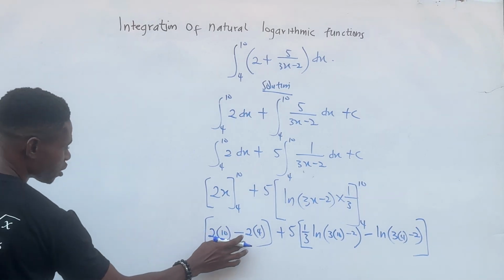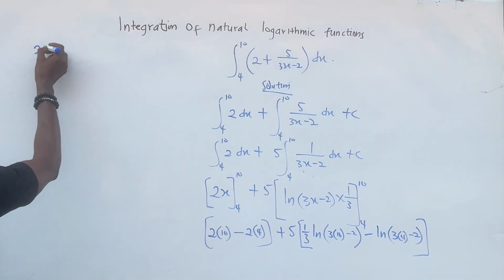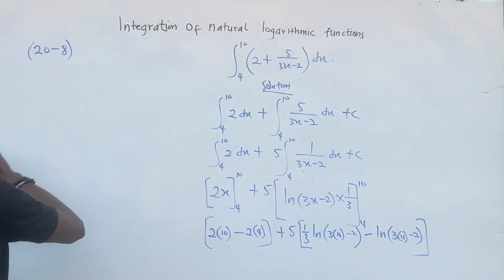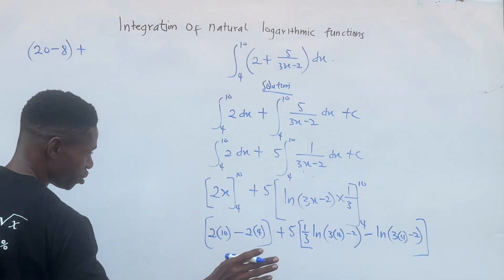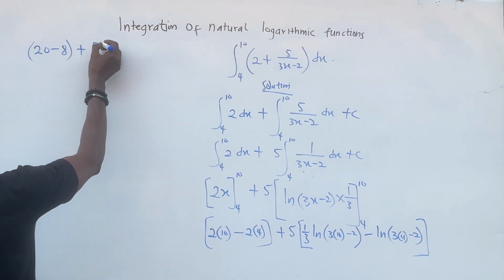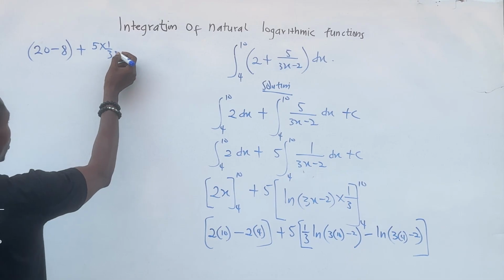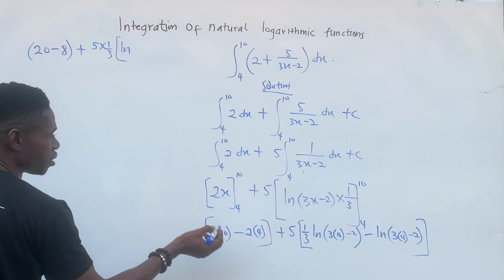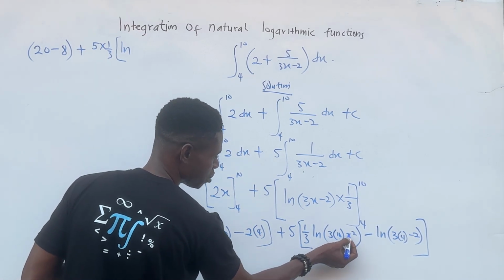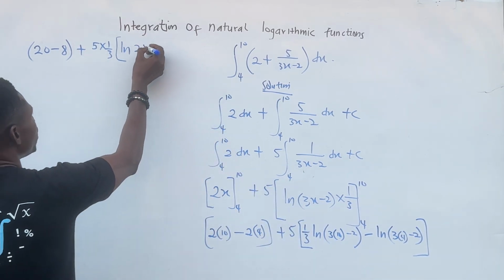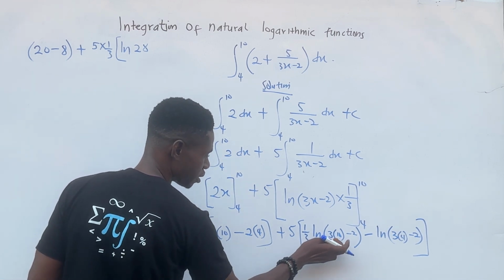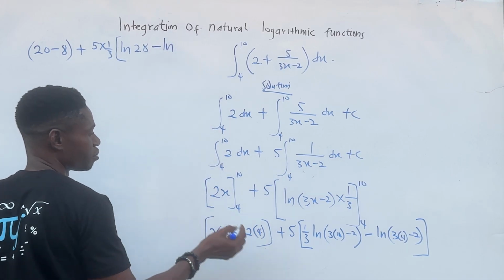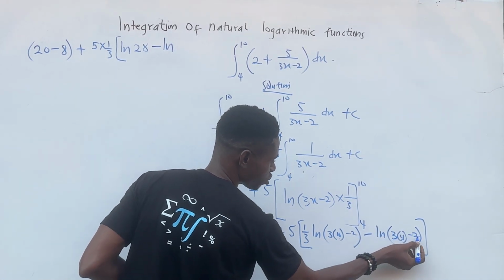Okay, so in this first part, we have 20 minus 8. That's what we have here. Plus, on the other part, we have 5 multiplied by 1 over 3. I'm bringing that 1 over 3 out. Then we'll have ln of 3 multiplied by 10 is 30. 30 minus 2, that's 28. Watch, 3 multiplied by 10 is 30. 30 minus 2 is 28 from this bracket. Minus ln of 3 multiplied by 4 is 12. 12 minus 2 is 10.